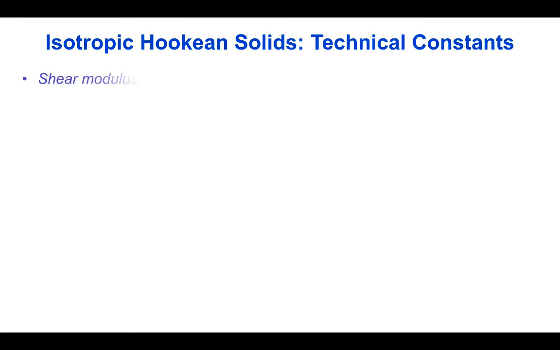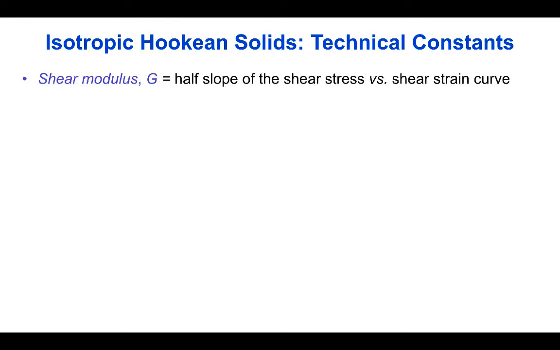There are other technical constants. The shear modulus, for example, is called G, and it's half the slope of the shear stress versus the shear strain curve. So it's like the Young's modulus, but it's for shear stress versus shear strain, and it's half the slope of the curve rather than the slope.